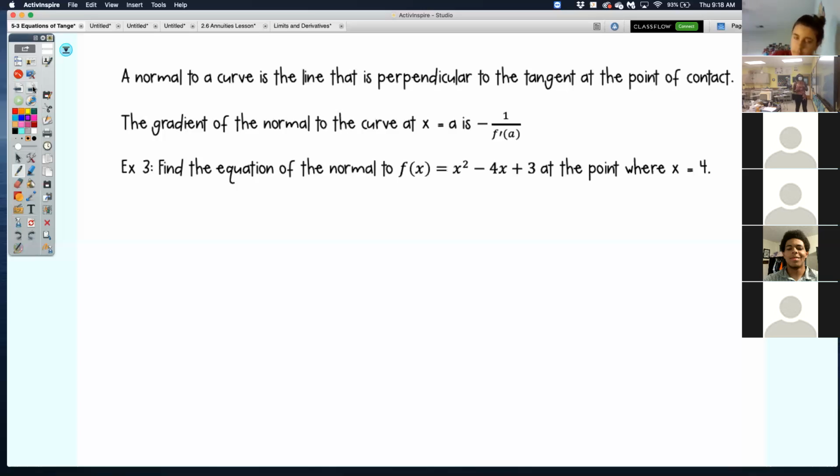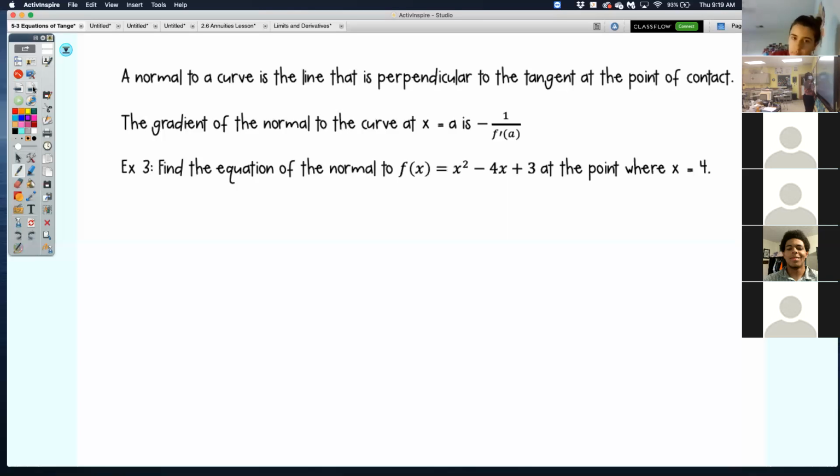So in example 3, we're going to find the equation of the normal to the curve x squared minus 4x plus 3 at the point where x is equal to 4, okay? So in order to do this, we need the gradient of our normal line. Now, I cannot go directly there. I cannot go directly to the gradient of the normal line. I have to find the tangent and then do the opposite reciprocal.